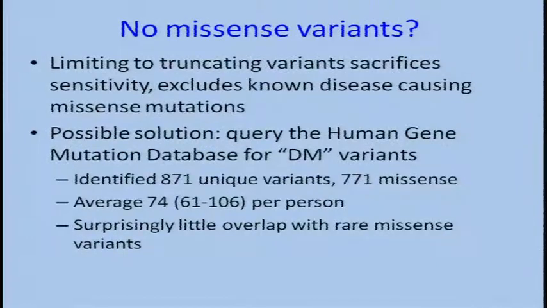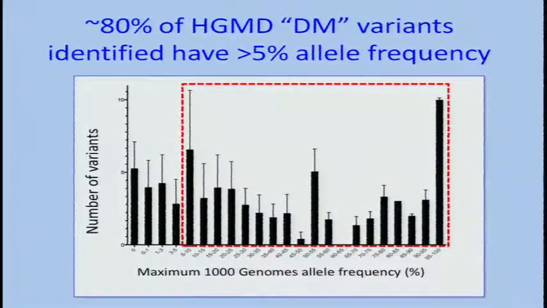And this is exactly the range of numbers that was reported in the 1,000 Genomes paper in Nature recently. So we know that we're doing the analysis correctly. It's just that there must be something going on with those variants in the Human Gene Mutation Database, as has been alluded to previously. And what was interesting is that there was very surprisingly little overlap with the rare missense mutations we had found. We kind of thought that maybe these 100 or so odd variants per person might be the really important ones of those missense variants that we had seen. But in fact, about 80% of the disease-causing mutations identified per person have an allele frequency greater than 5%.